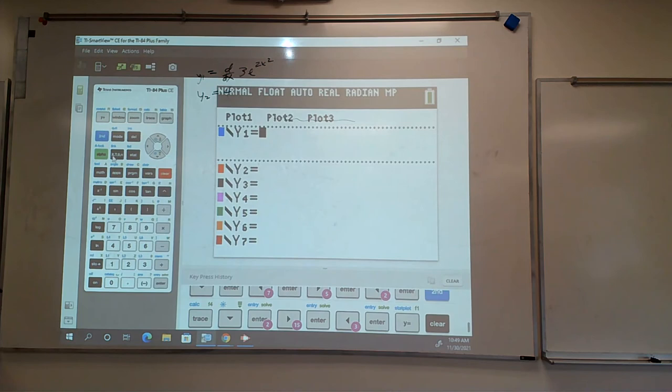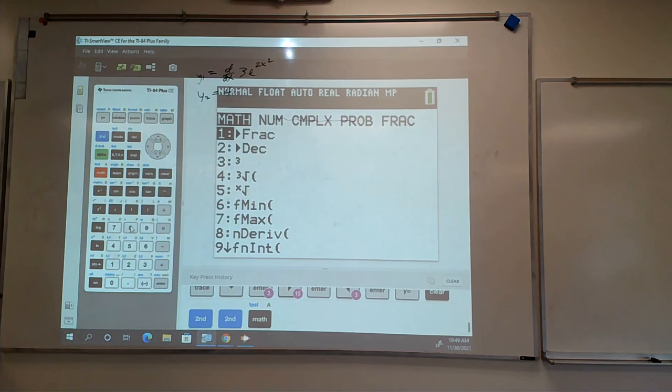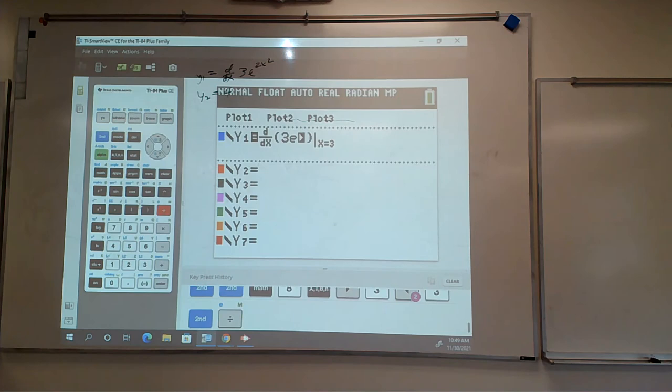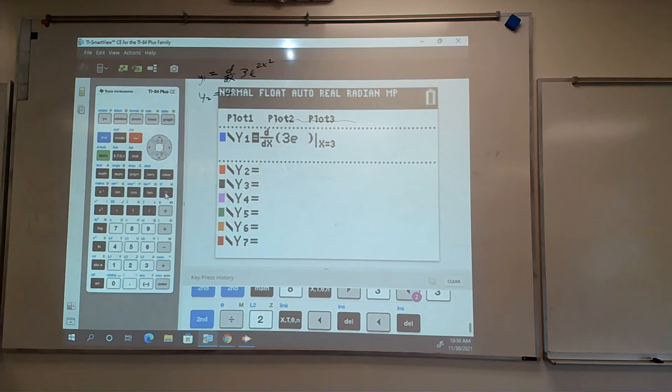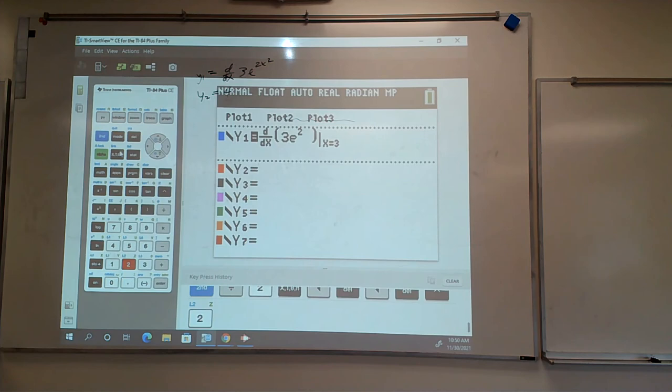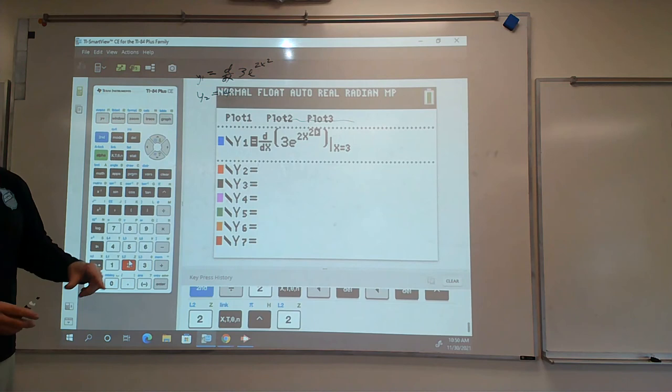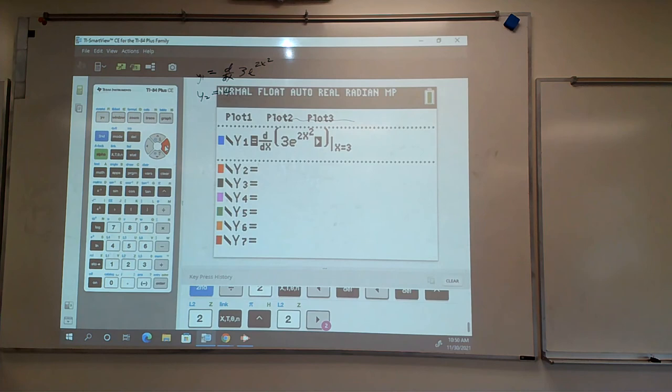So math 8, dx, 3e to the 2x squared. This might be weird for you guys, raising a power to a power on a calculator, but you just keep on hitting this power button. Did I type that right? I think I did. And then x equals x always when you're graphing derivatives.